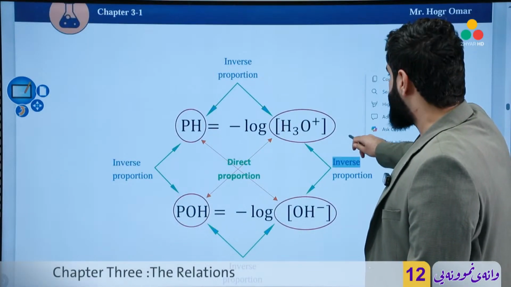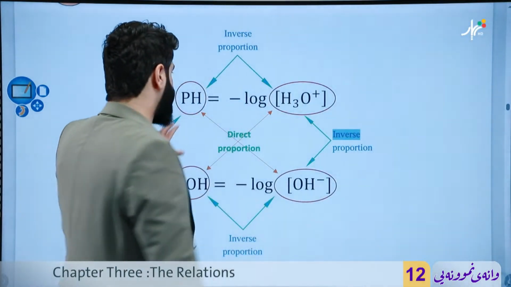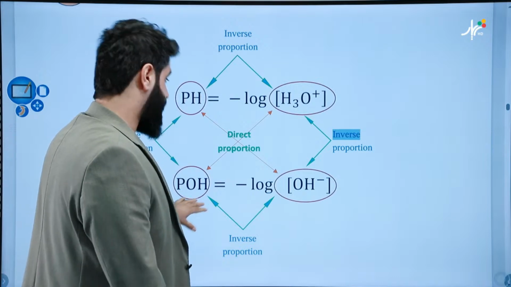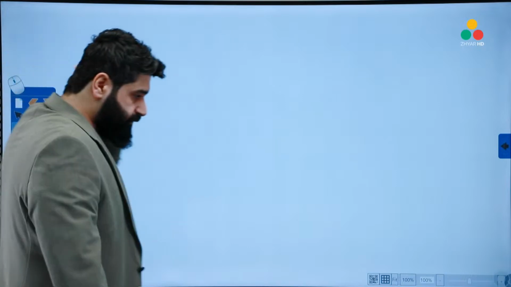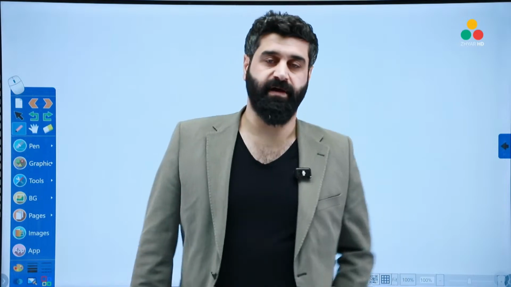And now let's learn something really important. We need this kind of relation, the relation between pH with H3O, pH with OH, pH with POH for chapter 3 and chapter 6 also. So let's learn how they change together. Are they direct or indirect, inversely, or directly proportional?